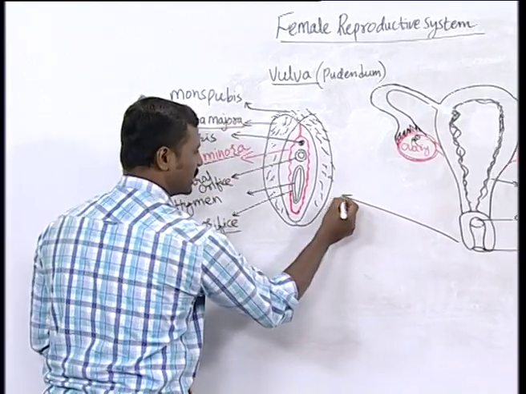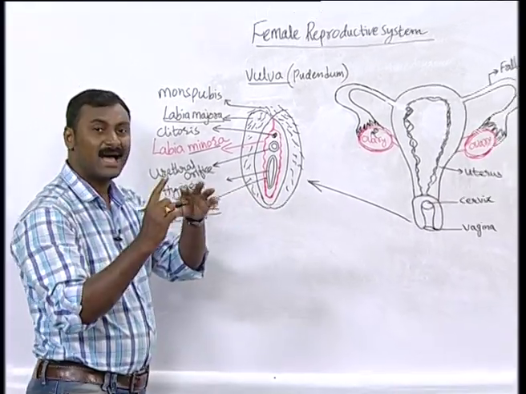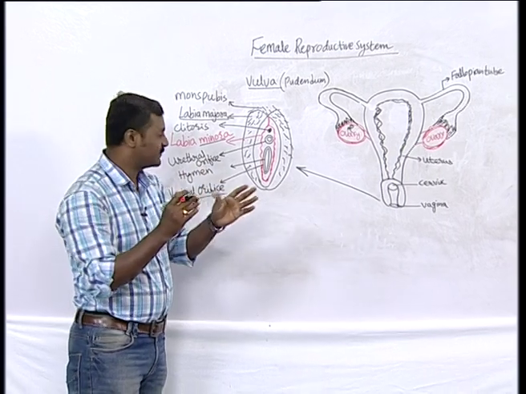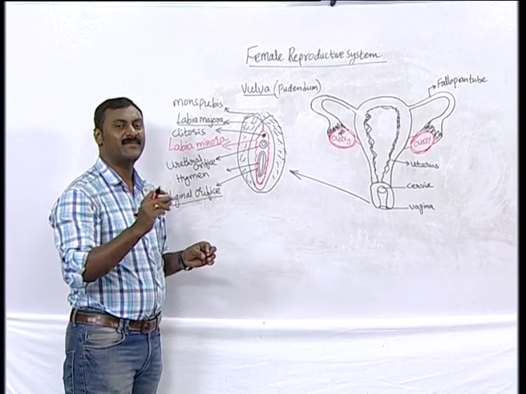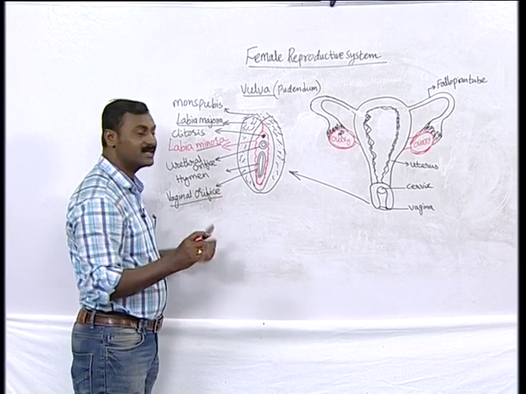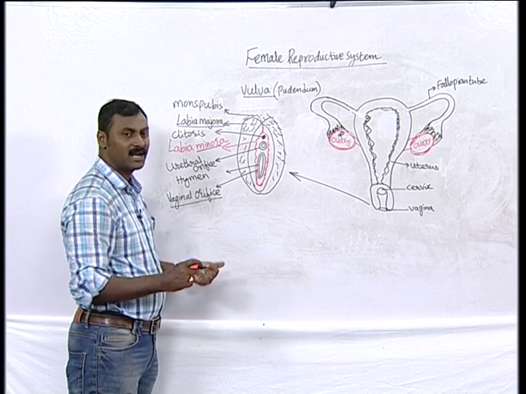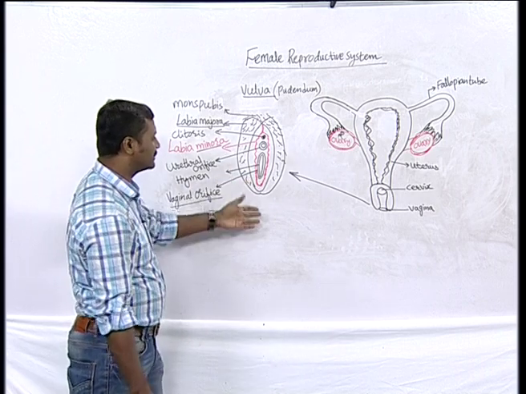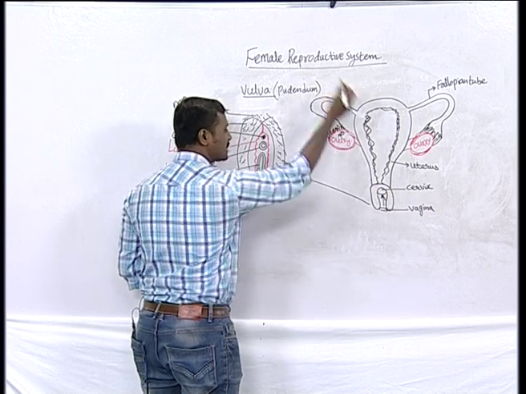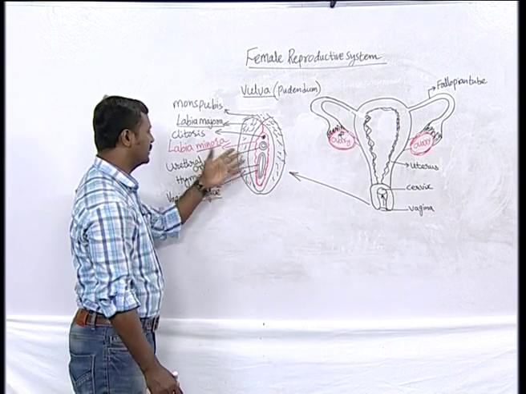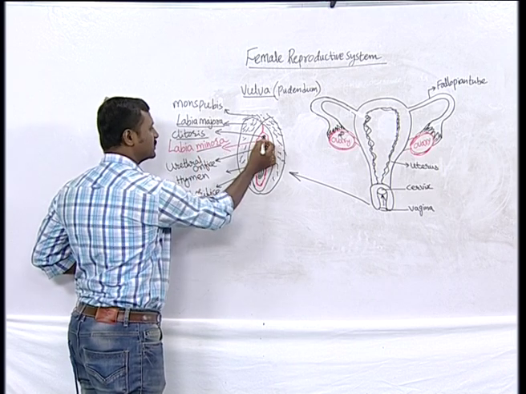If you compare the diagram, this is the vagina, and around the vagina there is a very thin layer called the hymen. A protective layer around the vagina is called the hymen. The vagina enters into the cervix, and from the cervix it connects to the uterus. One more important structure is called the clitoris.